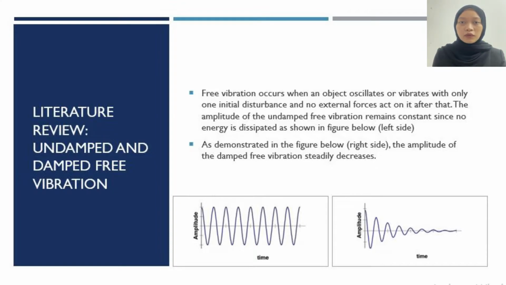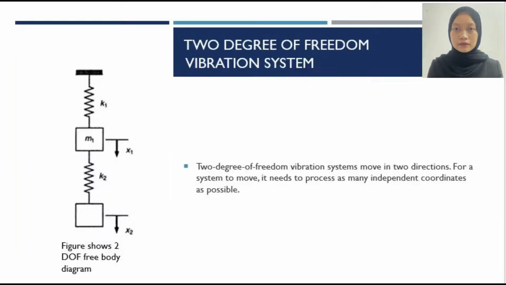Free vibration occurs when an object oscillates or vibrates with only one initial disturbance and no external forces added to it after that. The amplitude of the undamped free vibration remains constant since no energy is dissipated, as shown in the figure below, while damped vibration is when damping occurs in most situations because resistance and obstruction are caused by external factors like friction. As demonstrated in the figure below, the amplitude of the damped free vibration steadily decreases.